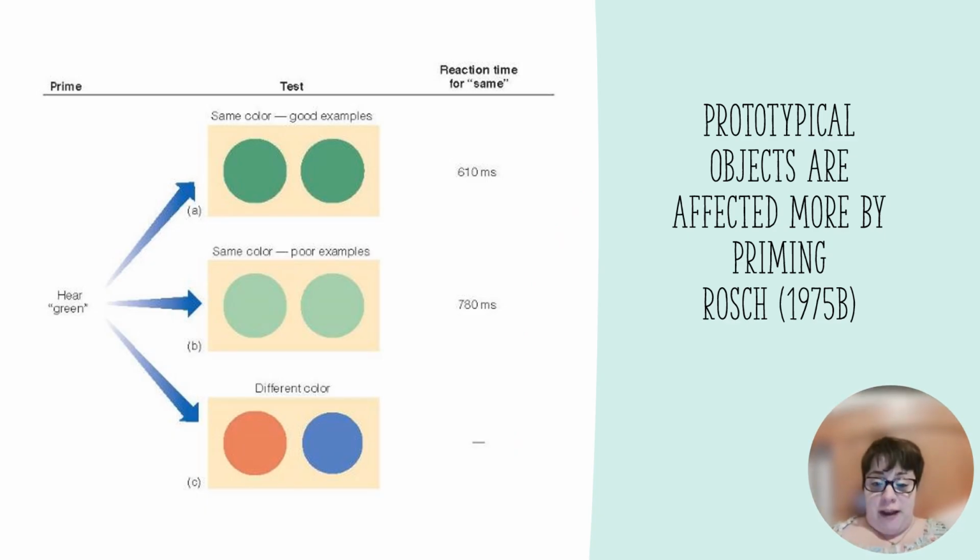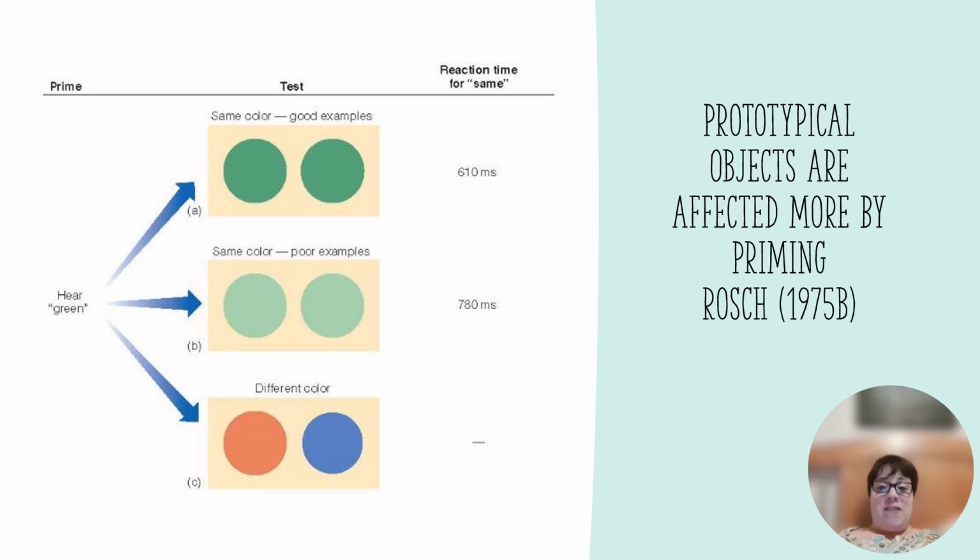So another interesting finding by Rosch and colleagues in 1975 was that prototypical objects are more affected by priming. Priming occurs when presentation of a stimulus facilitates the response to another stimulus that usually follows closely in time. For example, Rosch 1975 demonstrated that prototypical members of a category are affected by a priming stimulus more than non-prototypical members. The procedure for Rosch's experiment is shown in the figure on the slide.